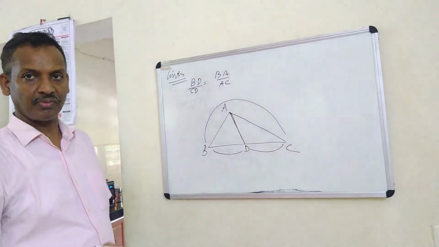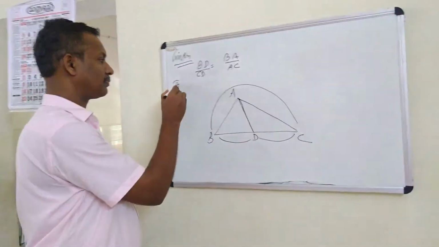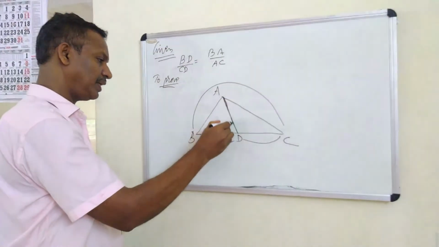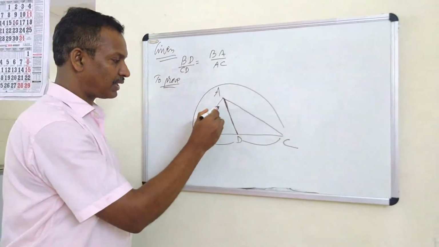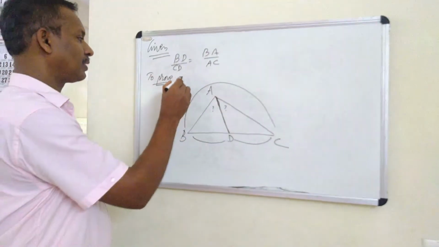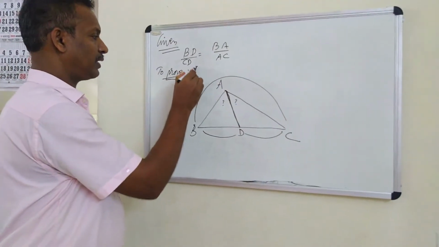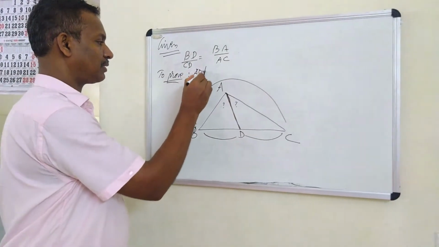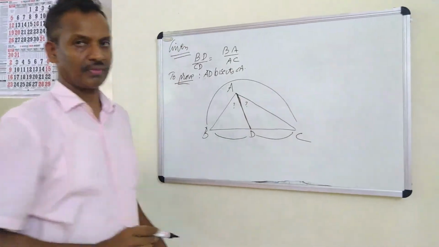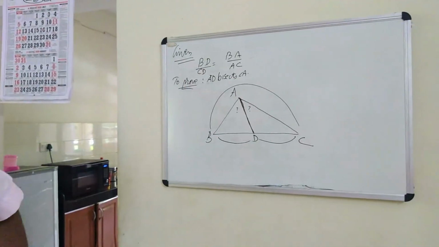If this is given, we have to prove that the same line AD bisects this angle or not. That is the thing you have to prove. You have to prove is AD bisects angle A. This is what we have to prove.